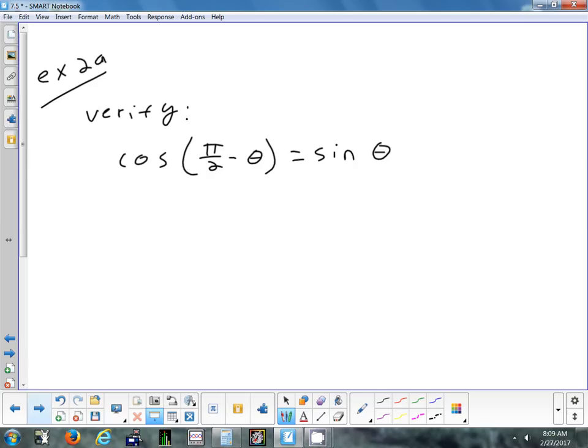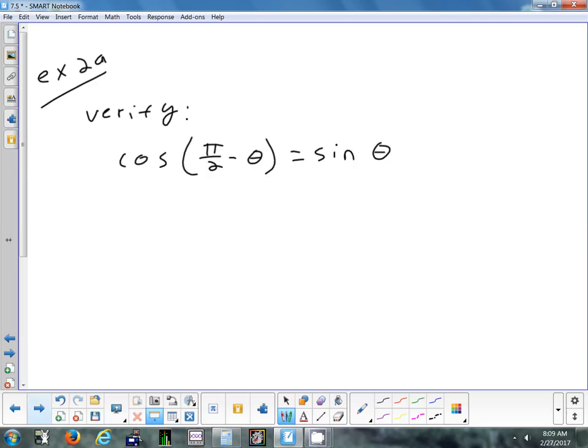All right, so what side do you think I'm going to start with here? What's on the left or what's on the right? How about Quinn? What do you think? Left side. Yeah, we should start with the left side. Always start with the side that looks more complicated and try to simplify it somehow.